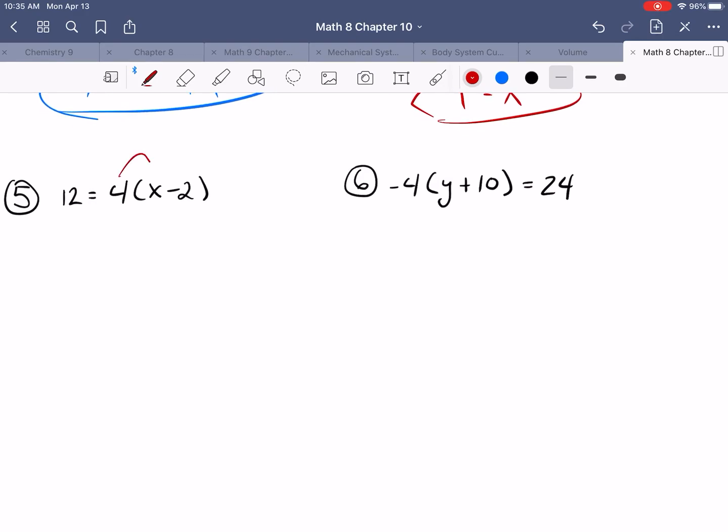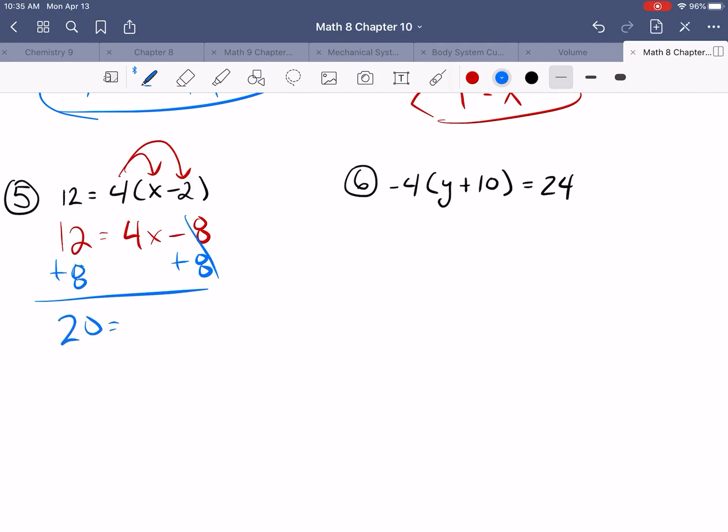Last one's here. 4 moving in here, 4x minus 8. Need to add 8 to get rid of it on this side. I have 20 equals 4x. Divide by 4. 5 is the answer there.